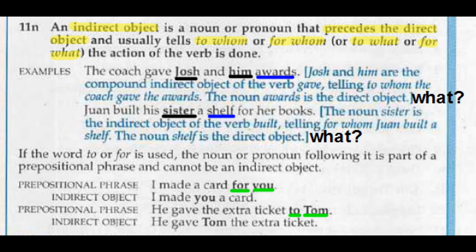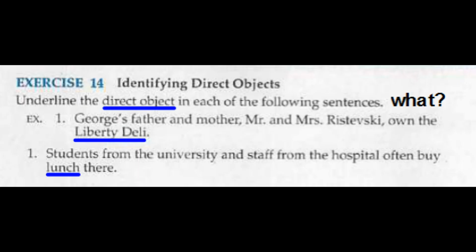All right, I'd like you to do exercise 14 now, identifying direct objects. Let's look at the example first. George's father and mother, Mr. and Mrs. Ristevsky, own the Liberty Deli. And so they own what? The Liberty Deli. So all you do in this assignment is underline the direct object.